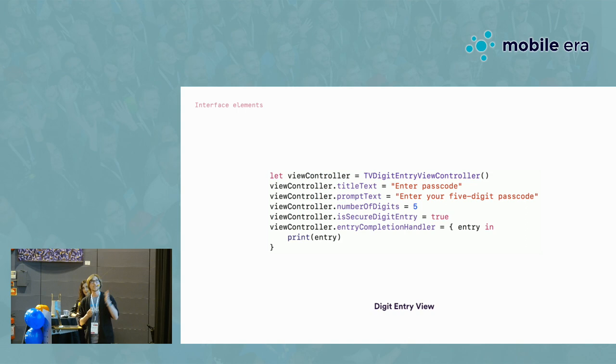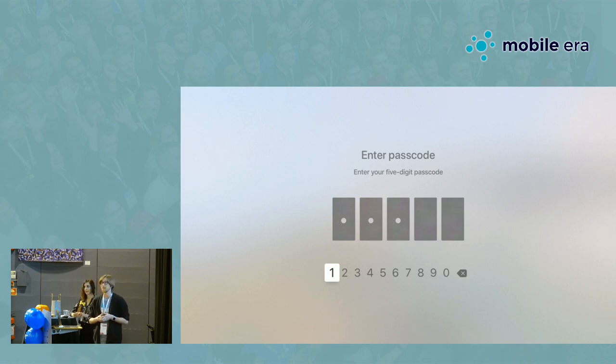So for example, this digit entry view is used for entering passcodes. And now we can actually, with a pretty simple setup, create this kind of view. So in this example, we just create TV digit entry view controller, set some title text, prompt text, number of digits, and say whether this field is secure entry or not, give it completion handler, and then we get this nice view, and it's familiar to users because they usually see it in tvOS apps. And as I told you before, we had to do it from scratch before we got TV UI kit framework.